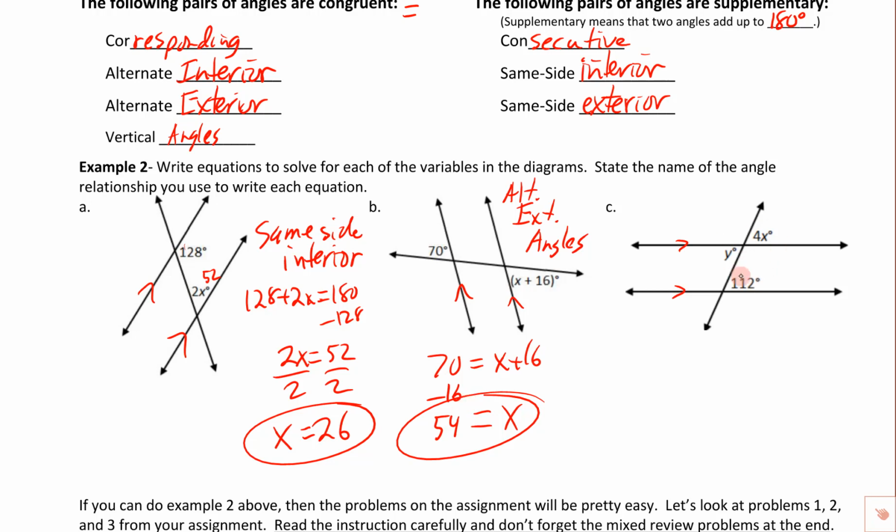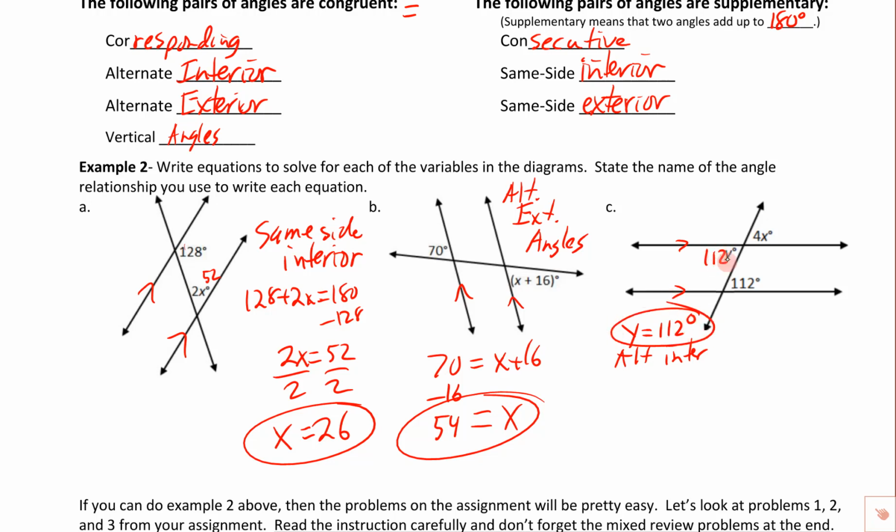This one's kind of interesting. We've got a couple of missing pieces here. Take a good look. These two, the y and the 112, they're on the inside, but they're on opposite sides and opposite intersections. So I'm going to write y equals 112 because those are alternate interior angles. Okay, so y is equal to 112. Circle that so we can see it.